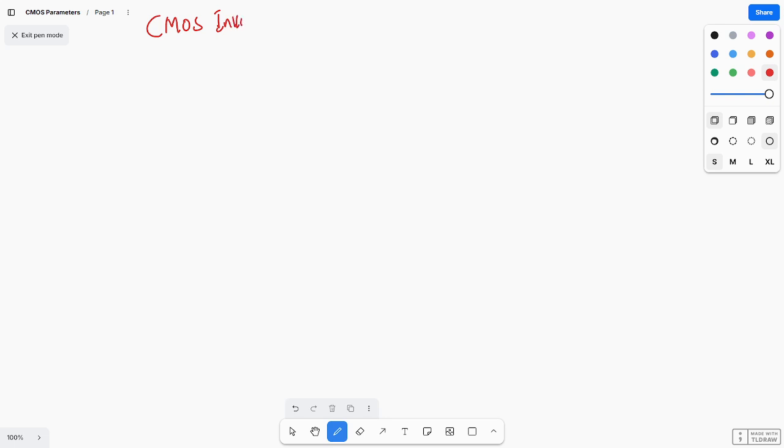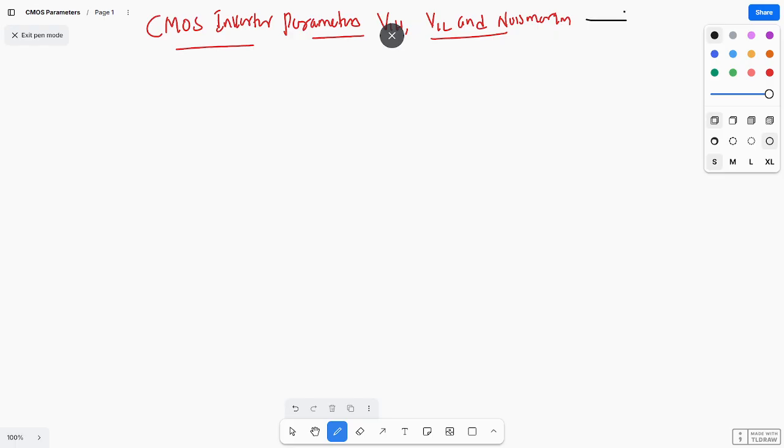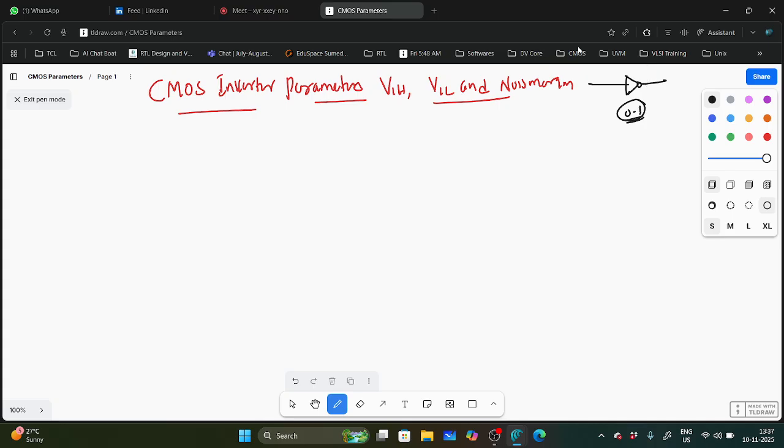CMOS inverter parameters. What are the parameters? They are VIH, VIL, and noise margin. For a CMOS inverter, noise margin should be high. Suppose the noise margin is 0.1, it can allow that much. What does noise mean? Unwanted signal. I think my screen is visible.